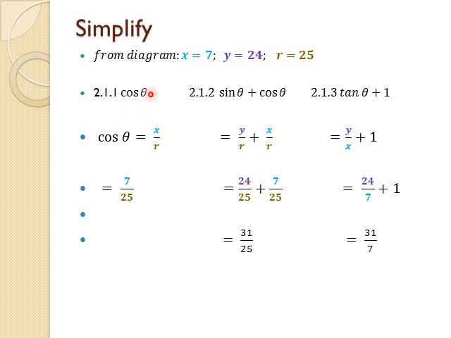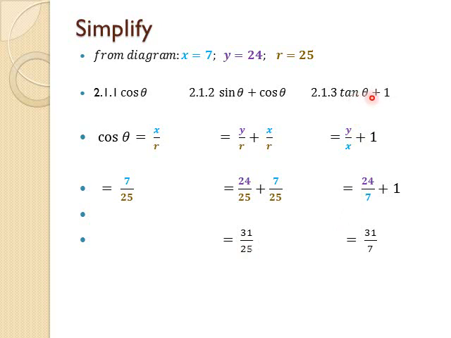So to solve cos theta, I need to know that it's x over r. So my x value is 7 and my r is 25, so that answer is simply 7 over 25. They want sine theta plus cos theta, so sine theta I need to know is y over r, and cos theta is x over r. Y is 24, r is 25. Cos theta, x is 7 and r is 25. The denominators are the same, so therefore I can add the numerators. So 24 plus 7 then gives me 31 over 25.